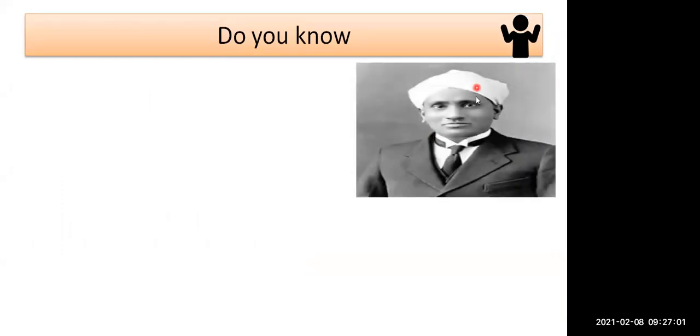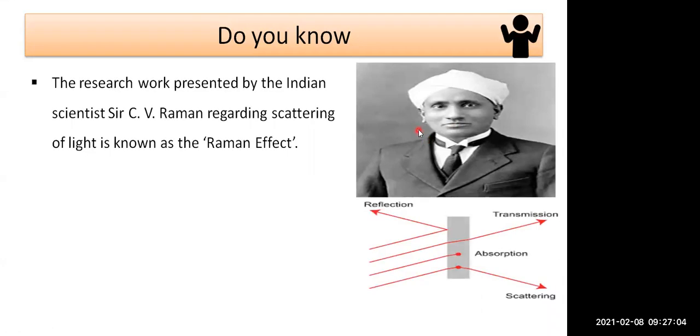Now see this. He is the Indian scientist, Sir C.V. Raman. Now he presented his research work on the phenomenon called scattering of light. That is, the light scatters. I've told you that the light is white in color and it is made up of 7 different colors. So the scattering property was given by C.V. Raman, and this property of scattering of light, he called it the Raman effect.